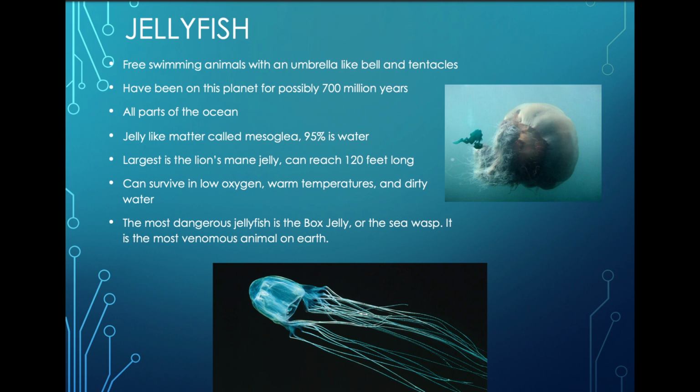They're free-swimming animals, and they have an umbrella-like what we call bell. So the top here is called a bell, and then they have tentacles. And they've been on this planet for possibly 700 million years. The jelly-like matter is called mesoglea, and it is 95% water. So jellyfish are 95% water. Again, they can survive in very low oxygen, warm temperatures, dirty water.